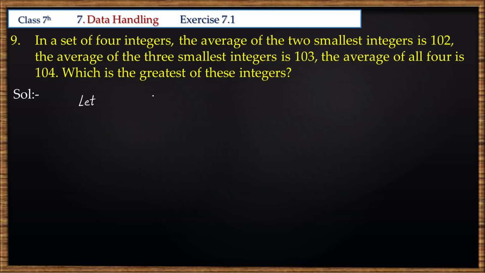Let a, b, c and d be the 4 integers in ascending order. That means a is less than b, b is less than c and c is less than d. The greatest integer is d. We have to find d.